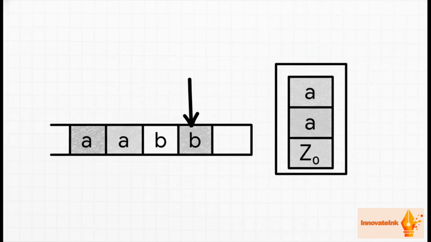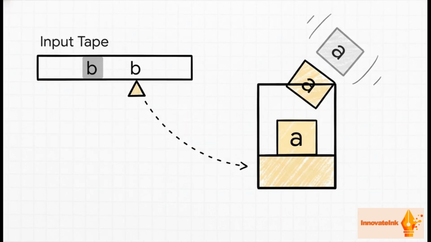Okay, now the game changes. When the machine sees its first B, its rule is to match it by popping an A from the stack. It consumes the B and removes an A from its memory. It does the exact same thing for the final B and the final A.